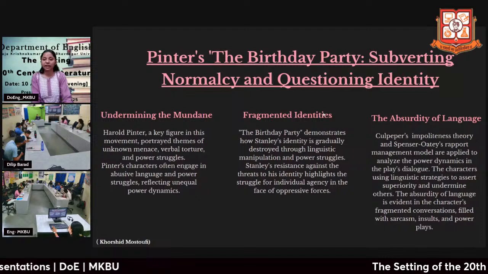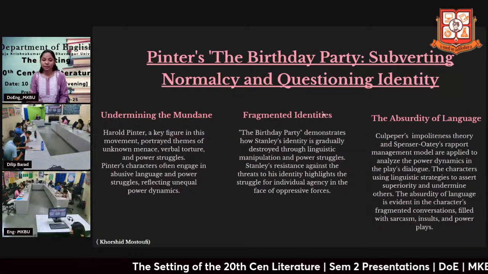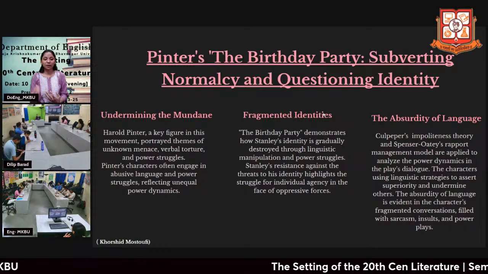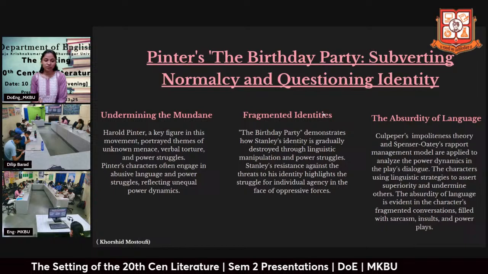The play is very well explained, along with its themes, by Riya, Pallavi, Ram and all, so I won't dive deep into it. But Harold Pinter, a key figure in this movement, portrayed themes of unknown menace, verbal torture, and power struggle. Pinter's characters often engage in abusive language and power struggle, reflecting unequal power dynamics.